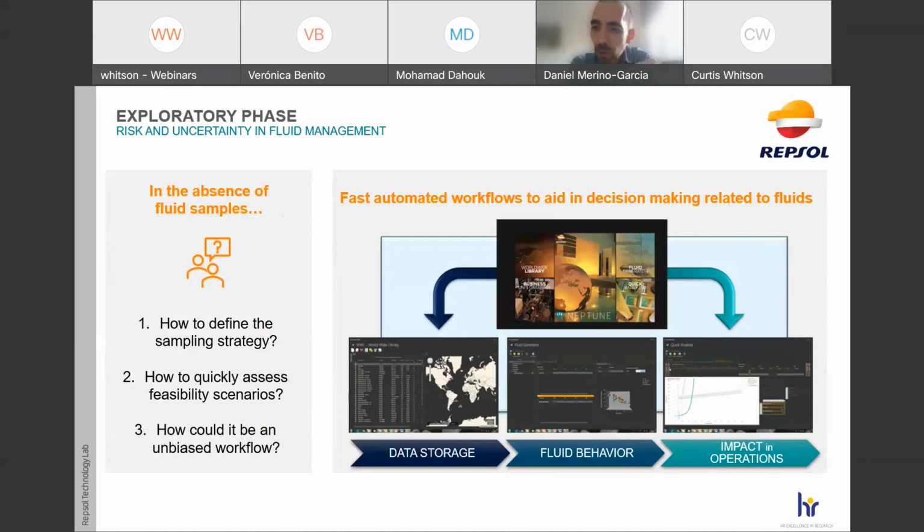In order to do so, we have developed a number of workflows that we have gathered inside of what we call the Neptune tool, which in this exploratory phase is constituted by one database, one module that we call fluid generation in order to assess fluid behavior, and another module in order to assess the impact in the operation.